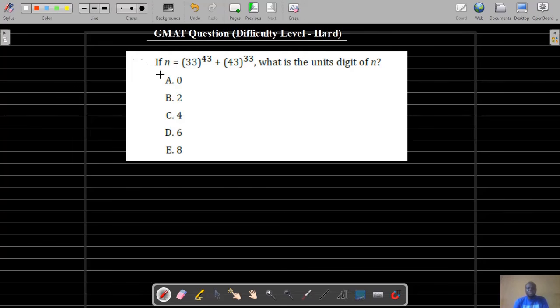We are told if n is equal to 33 raised to power 43 plus 43 raised to power 33, what is the unit digit of n? And these are the options: 0, 2, 4, 6, and 8.